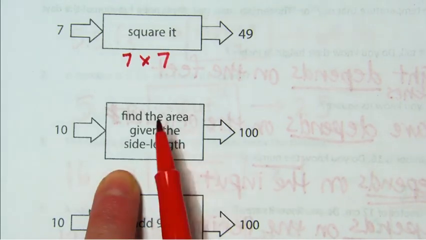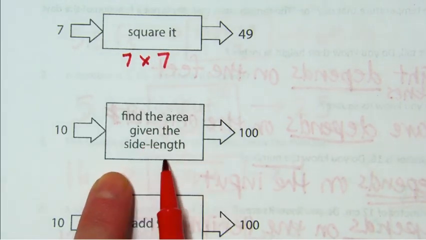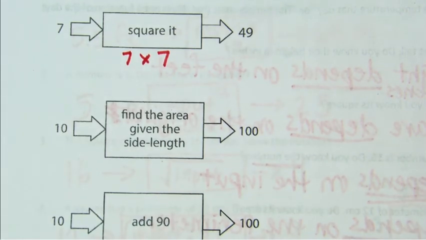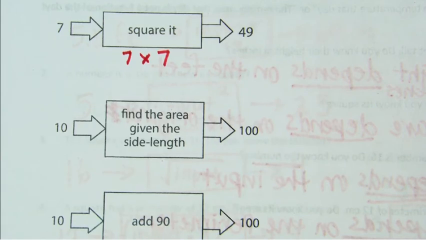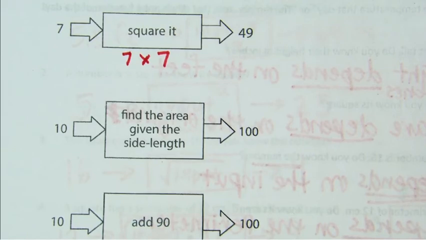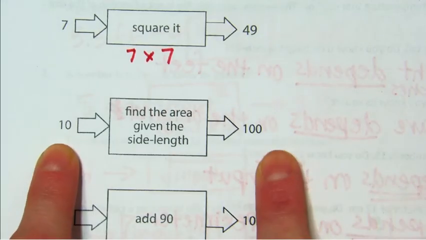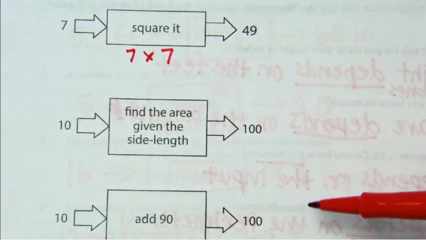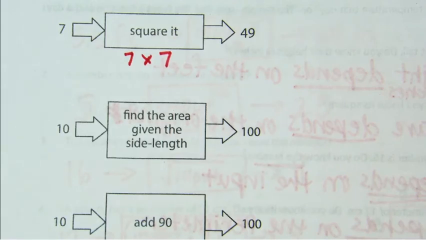So the next one, find the area given the side length. Now, area can be found with all different kinds of shapes, but it's always length times width when it's a four-sided figure. We don't even know if it's a four-sided figure or if it's a triangle or what, but we do have an input and an output. So if my input is 10 and my output is 100, what can we figure probably was happening? What area were we finding? The area of the square. Area of a square? What do you guys think?